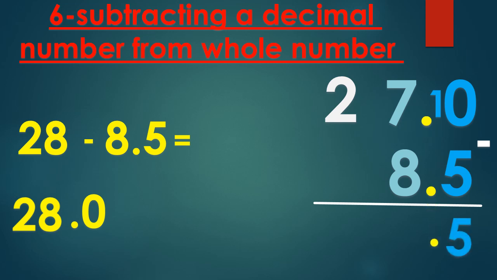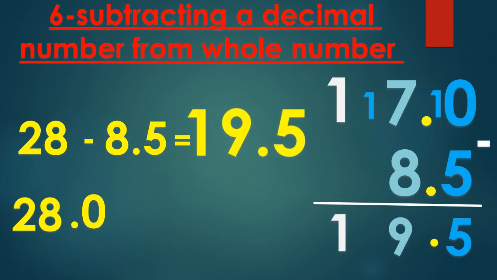The point comes down. 7 is less than 8. So we borrow 1 from the 2. The 7 becomes 17 and the 2 becomes 1. 17 minus 8 is 9. And the 1, nothing under it, comes down as 1. The answer is 19.